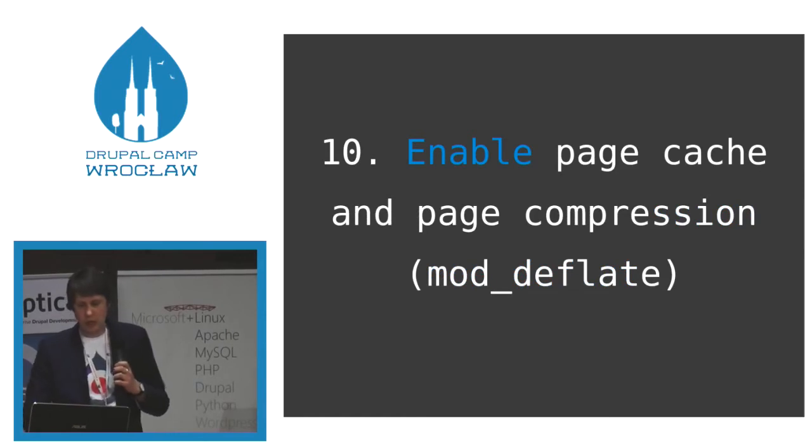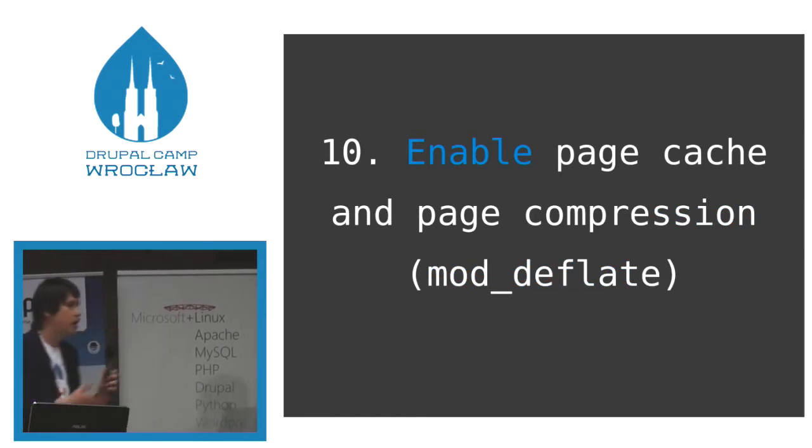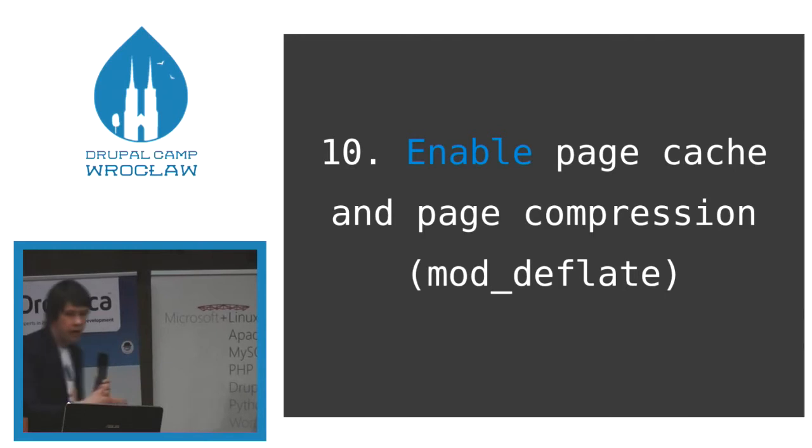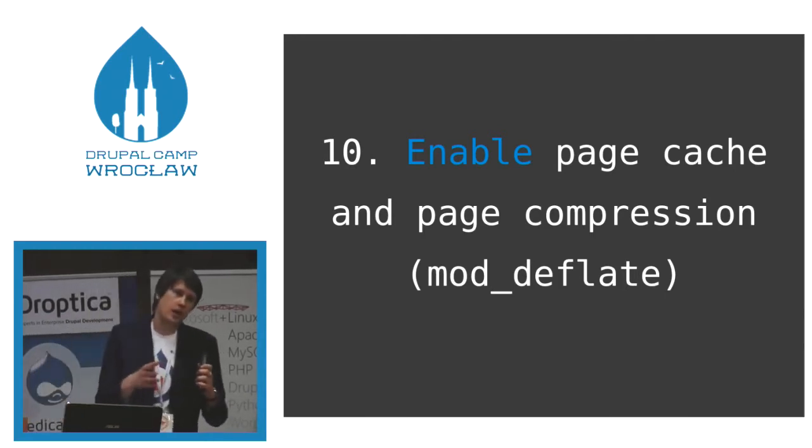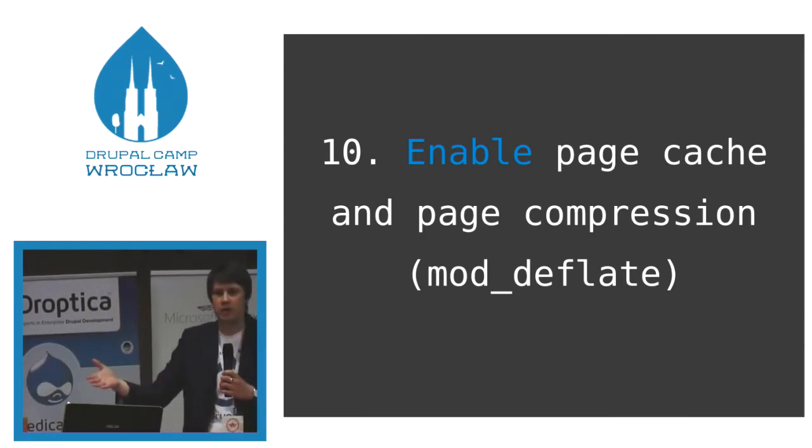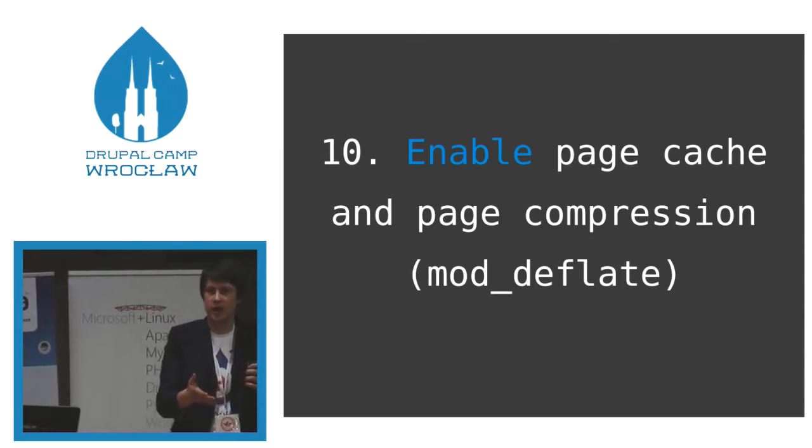So with anonymous users, everything is pretty straightforward. You just enable cache, you enable page cache and page compression. By default, page cache is built into Drupal. Who uses page cache in Drupal by default? Raise your hands.